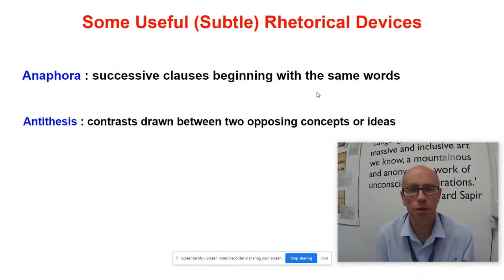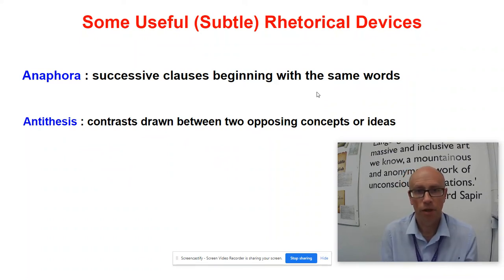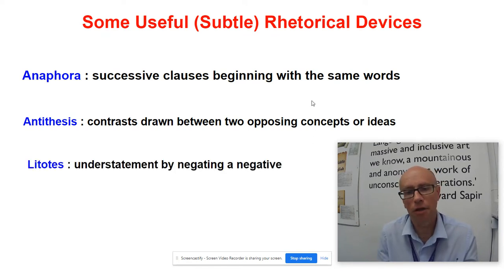So these are contrasts between two opposing concepts or ideas. Listen to J.F. Kennedy, who says, ask not what your country can do for you, but what you can do for your country. That is antithetical. So you've got contrast between two opposing concepts or ideas. And often rhetoric is full of antithesis, because what they want to show is that life is simplified and black and white, and that is bad over there, and this is good over here. So antithesis. We then have litotes.